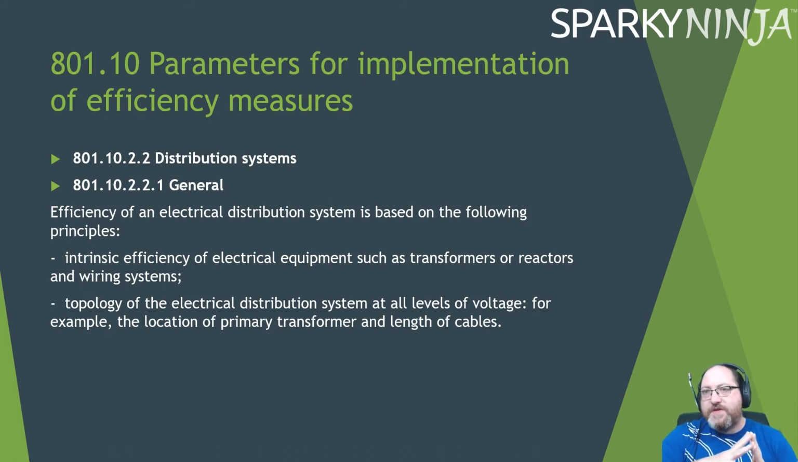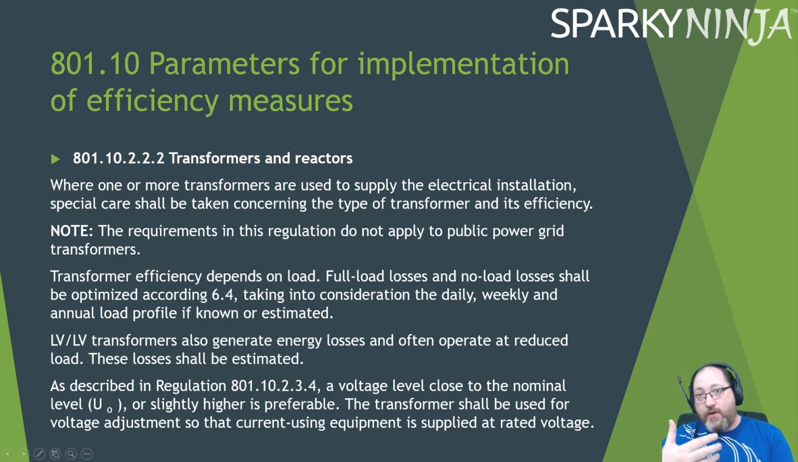Okay, distribution systems. Efficiency of a distribution system is based on the following. We have intrinsic efficiency of electrical equipment such as transformers or reactors and wiring systems, and topology of the electrical distribution system at all levels of voltage, for example, the location of primary transformer and length of cables. Transformers and reactors: where one or more transformers are used to supply the installation, special care will be taken concerning the type and its efficiency.